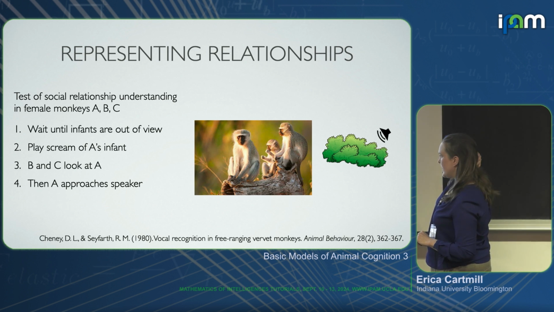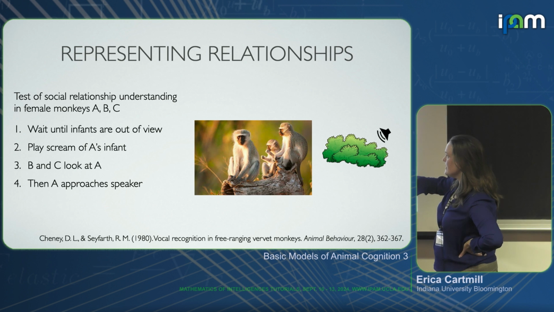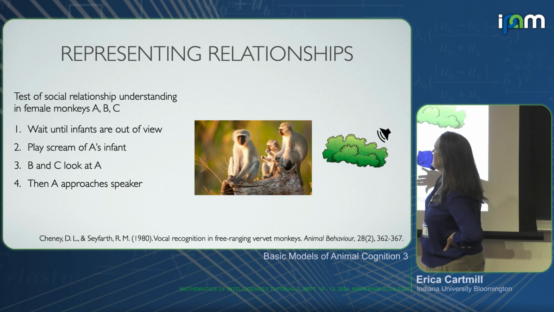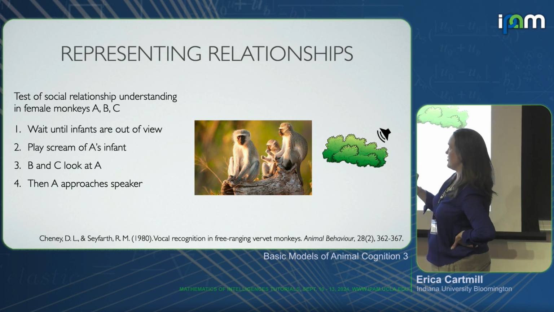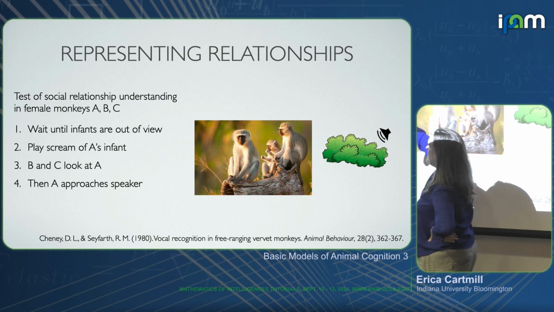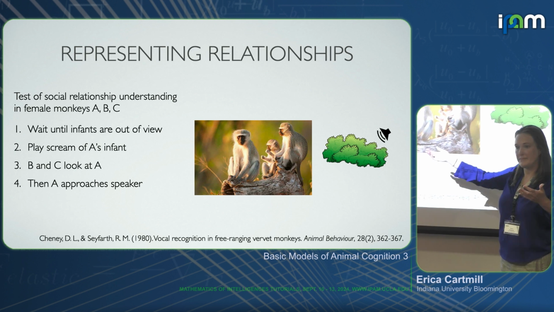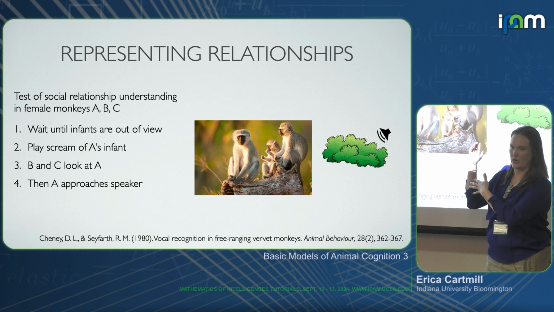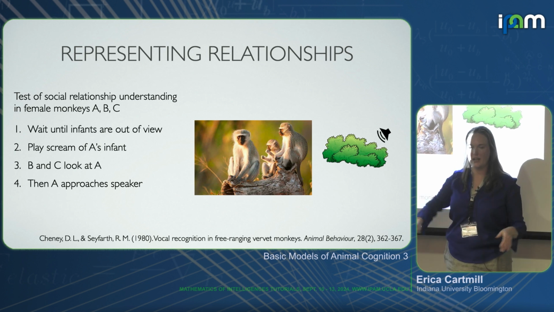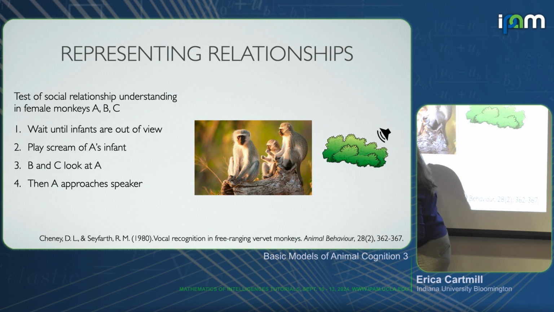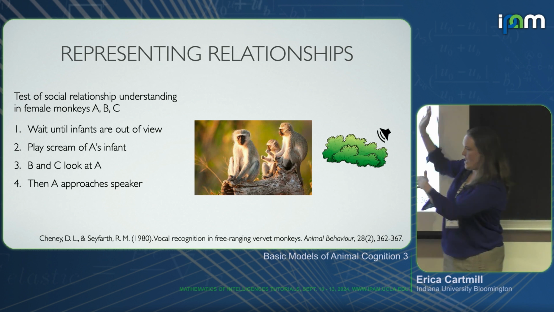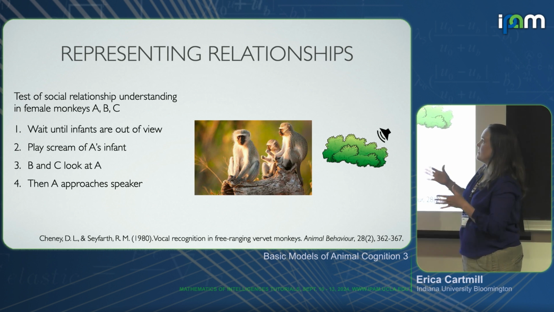this is a lovely study in vervet monkeys, a classic study from the 80s, where I think it nicely demonstrates that monkeys have an understanding of familial relationships between other individuals. Let's say you have 3 female monkeys, A, B, and C, and each of them has an infant. Then you wait until all their infants are out of view. These studies can take years to run because you have to wait for exactly the right configuration, right? So the 3 females are sitting here, their infants disappear, and then you play back a scream of A's infant, right? You have a speaker hidden behind a tree or a bush, and you play a scream from the infant.